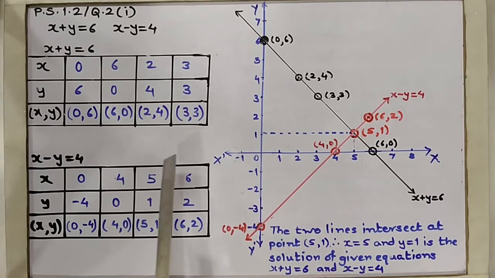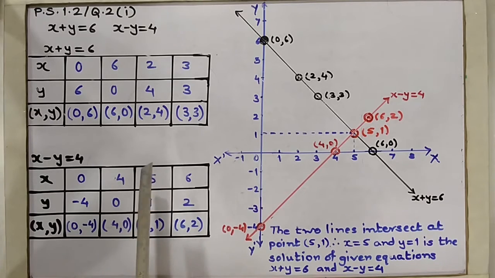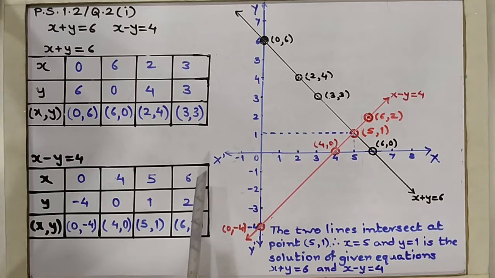In the third case, I have taken the value of x as 5. Putting this value in the equation, you get y is equal to 1. So the ordered pair is 5 comma 1. And in the fourth case, I have taken the value of x as 6. Putting this value in the equation, you get y is equal to 2. So the ordered pair is 6 comma 2. So now we have got all the 4 points for the second equation. So we'll plot them on the graph paper.